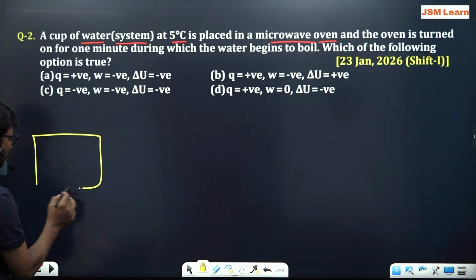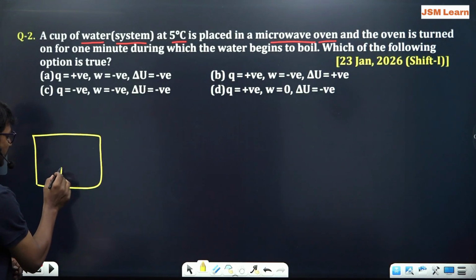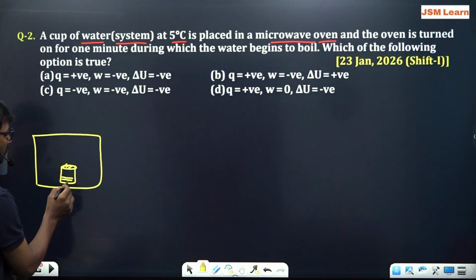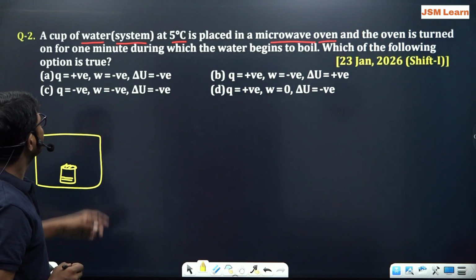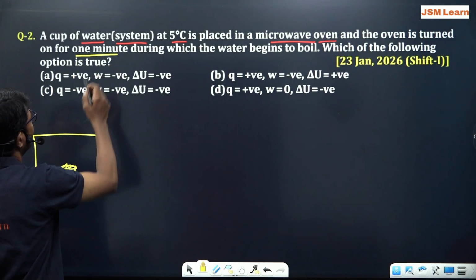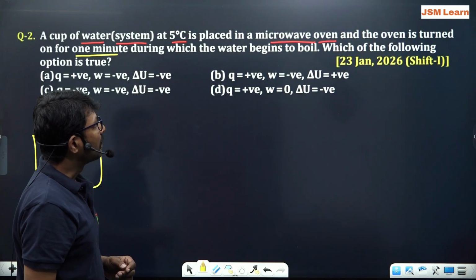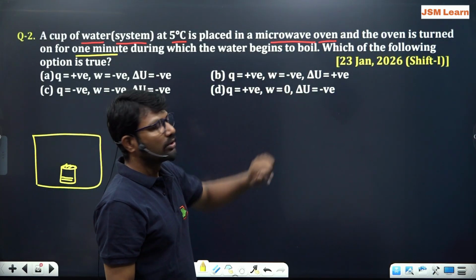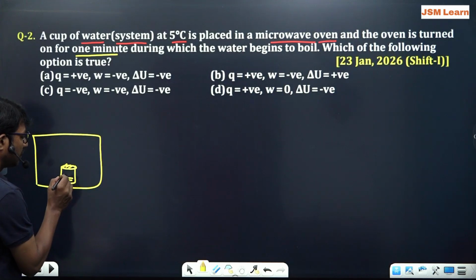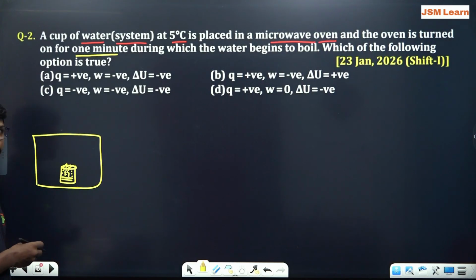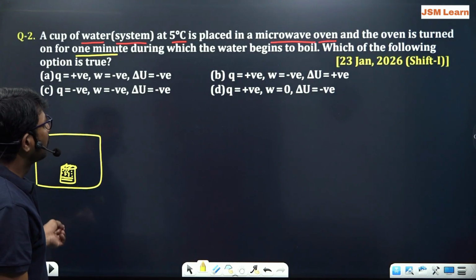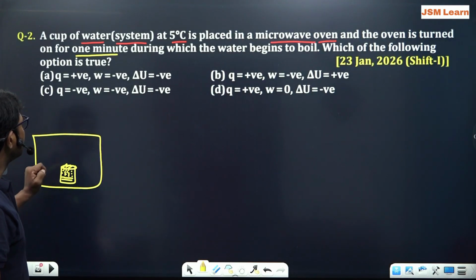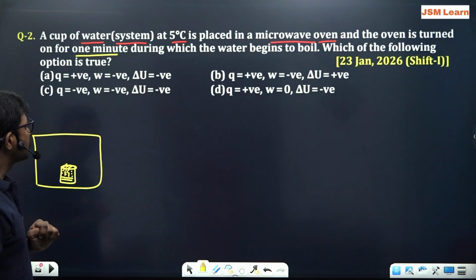So inside a microwave oven, a cup of water is placed. Now for 1 minute, during which the water begins to boil. So whenever it gets boiled, liquid water starts to convert into gaseous vapors of water. H2O molecules will be formed here. So now among all these, which is a suitable one?